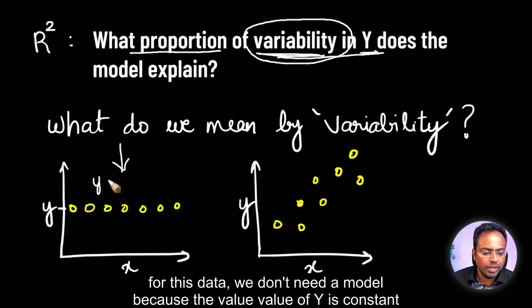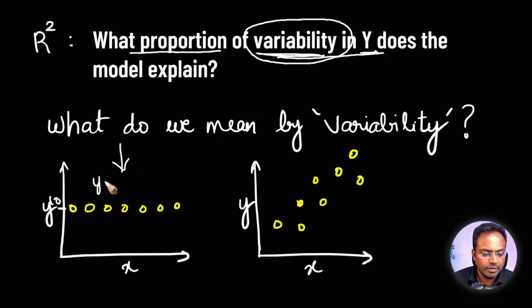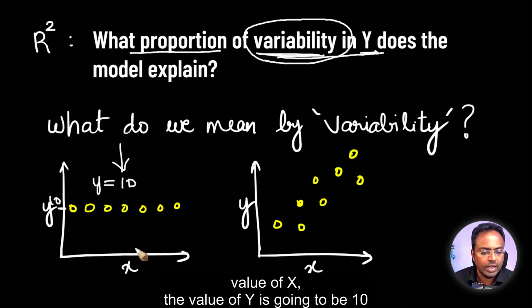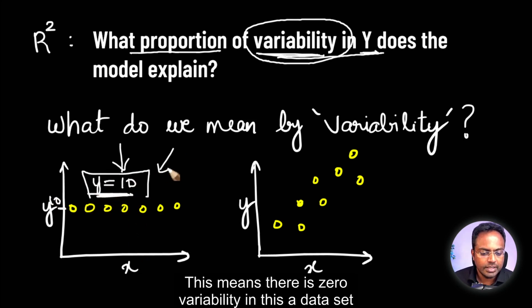Because the value of y is constant, suppose this value of y is 10, we just need to say that for whatever value of x, the value of y is going to be 10. This is just a constant. This means there is zero variability in this kind of a data set.